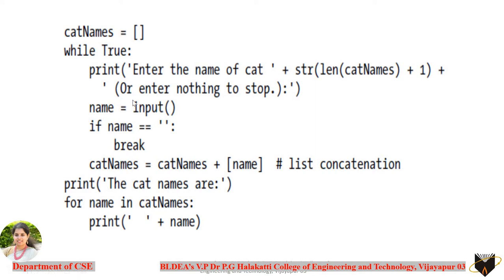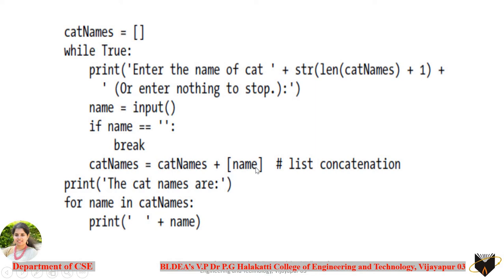Until the user stops entering the names, each one will be stored in the variable name. After that, you can see where these values are added. This statement is used to add the contents into the list. Here, cat names is a list variable, and the plus operator is used, that is, concatenation.